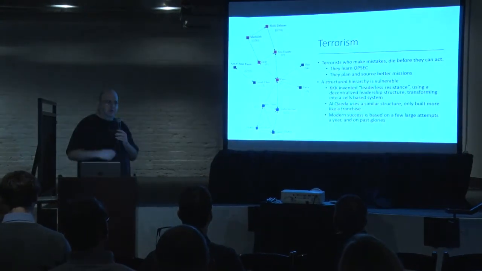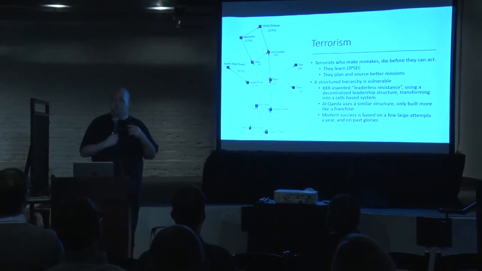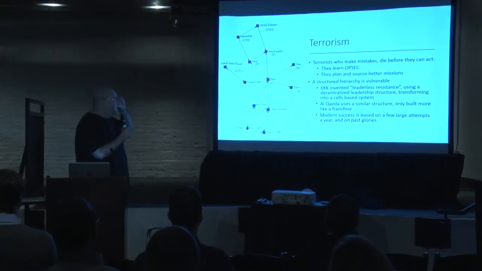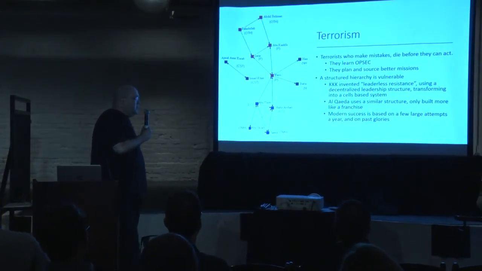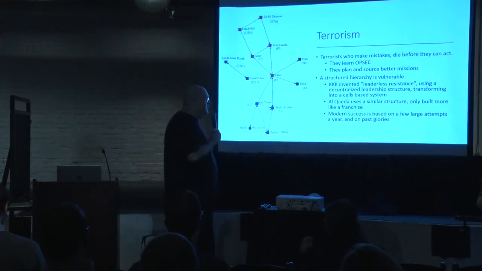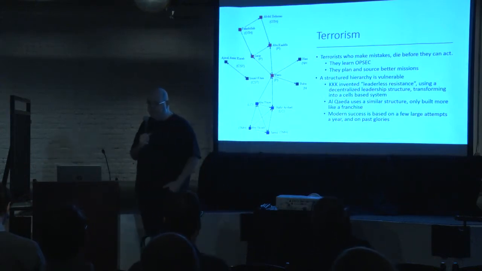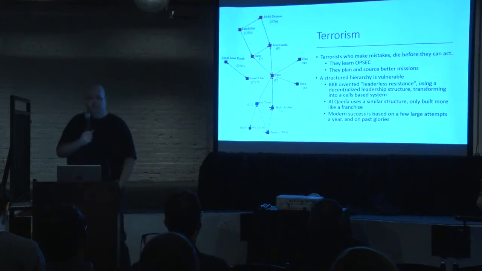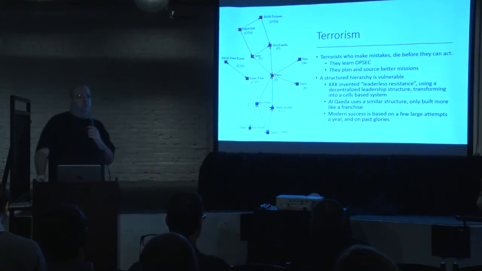And terrorism, just to show you something outside the realm of cybersecurity, although not everything is connected. The terrorists make a mistake and they die. It's as simple as that. Now, they learn OPSEC, they learn to be more careful, they know what to use, they plan, they source better missions, and that's fine. That's not very good for us, trying to stop them. A structured hierarchy is vulnerable. You can take out somebody in a social network.